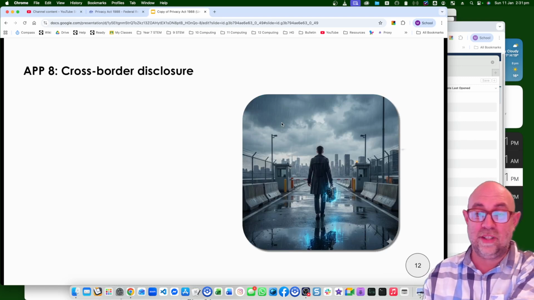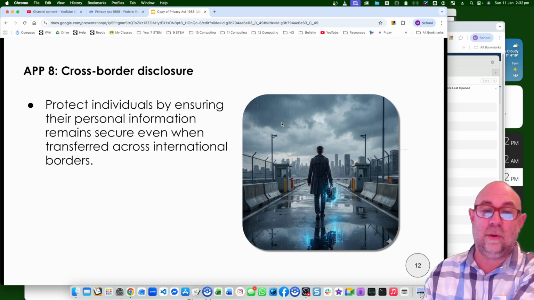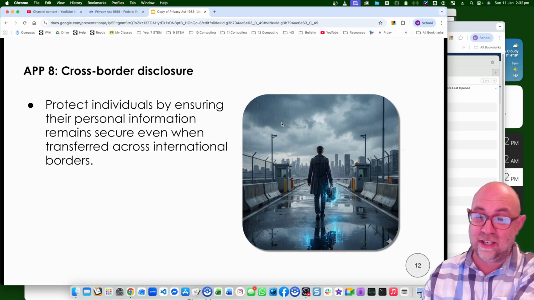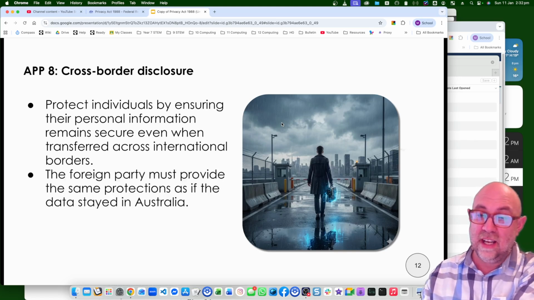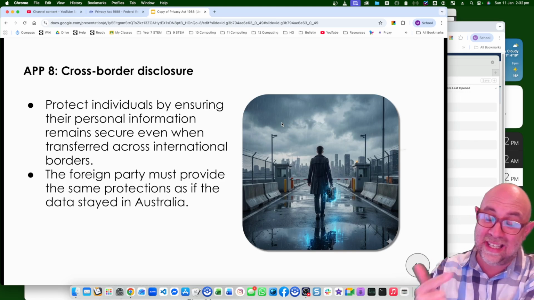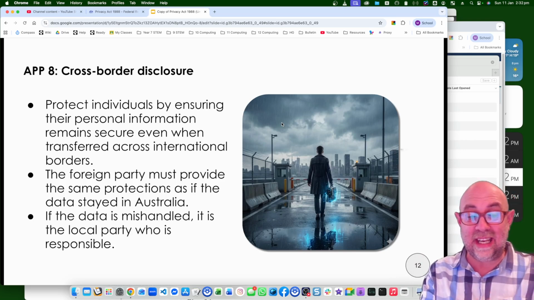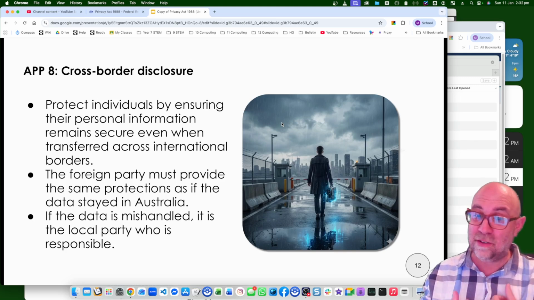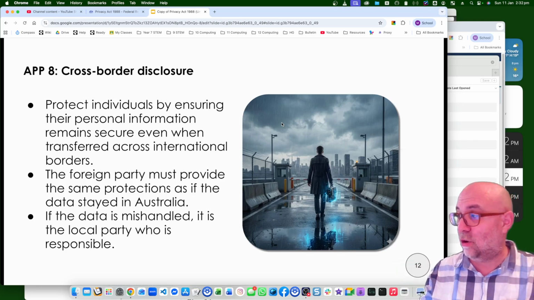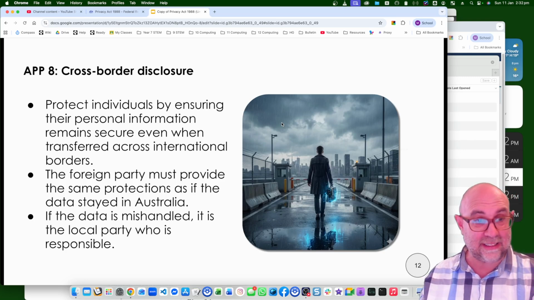Number 8, cross-border disclosure. I apologise for this image. It's all very cloak and dagger, isn't it? So this protects individuals by ensuring your personal information is secure even when it's transferred across international borders. The short version of it is that if I store your information overseas, I need to let you know that I'm doing it, and it needs to have the same level of protection as if it had never left Australia. And the kicker is, if it's mishandled, then it's actually on me. I'm the one who's in breach, and I'm the one who can get fined. So you can't just wash your hands of it and say, oh, I put my trust in the wrong people. The onus is on you to make sure that the people have legal protections in place.